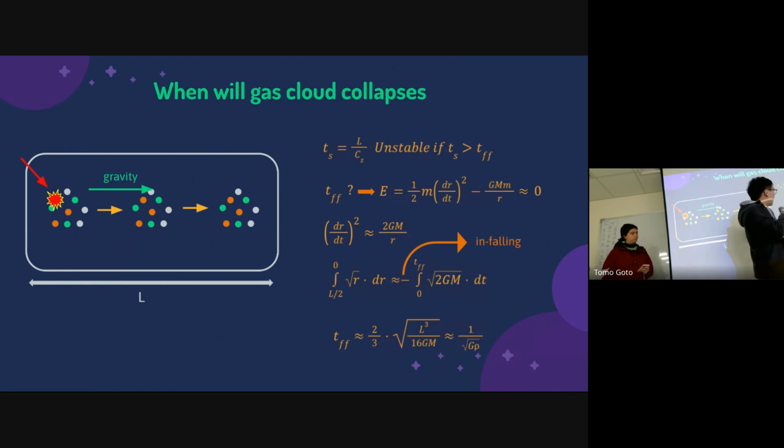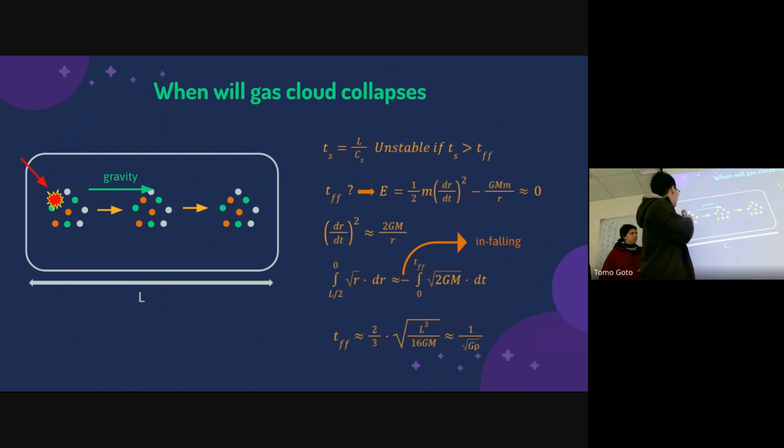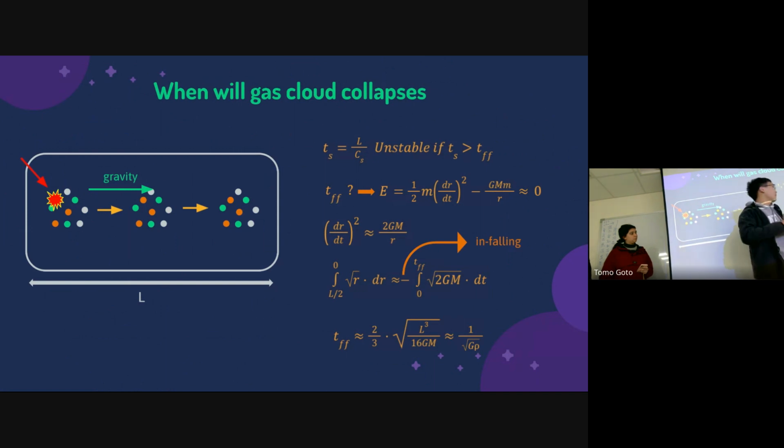And we can integrate from 0 to half of the length, because we are considering the edge to the center, so it's just half of the length. And this side will integrate to the free falling time. The negative sign here is because it's infalling, not outward. So by calculation, we can get the free falling time is roughly equal to this one.